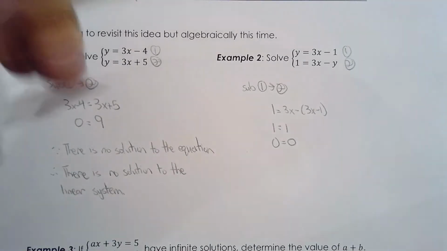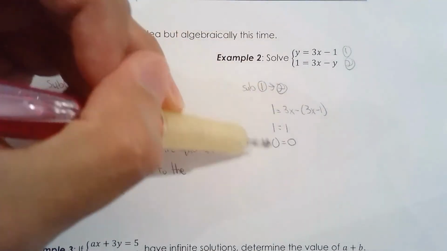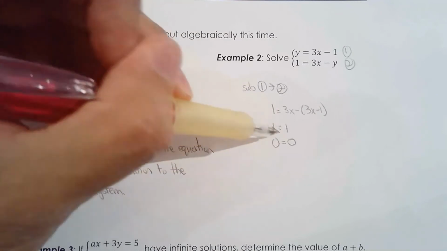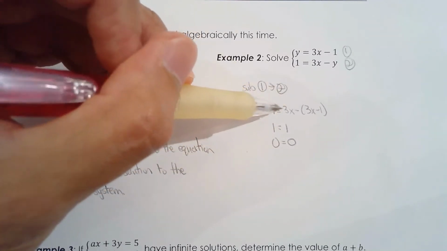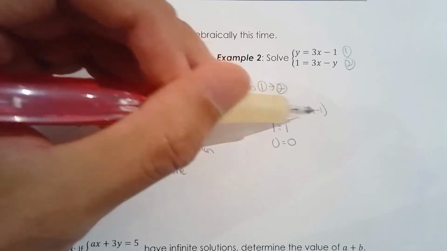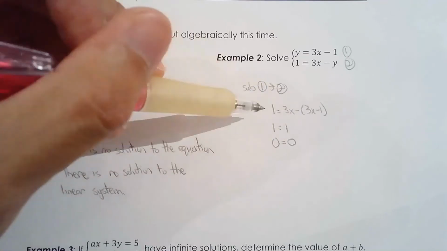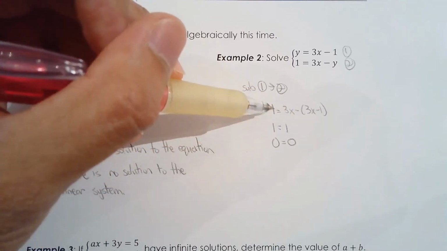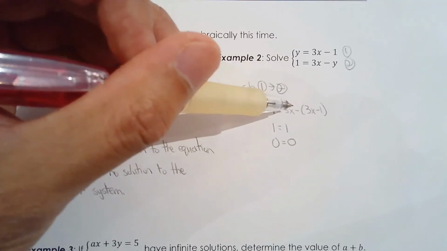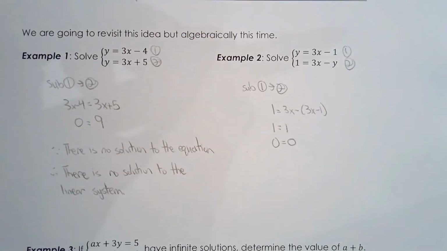Okay. So what this is saying, when you get 0 equals 0 or 1 equals 1, this is an identity. It's a very special equation. That means the left side is always equal to the right side, regardless of whatever you let x equal.